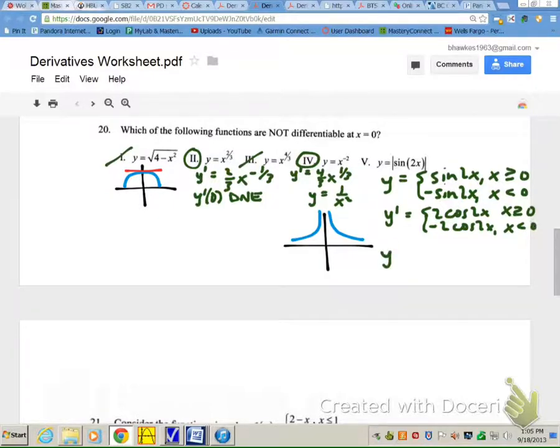Therefore, y prime at 0 of the top piece would be 2 times cosine of 0, which is 1, so 2 for the right-hand derivative, and the left-hand derivative would be negative 2. So therefore, since the right and left-hand derivatives don't equal each other, that function is not differentiable at x equals 0.